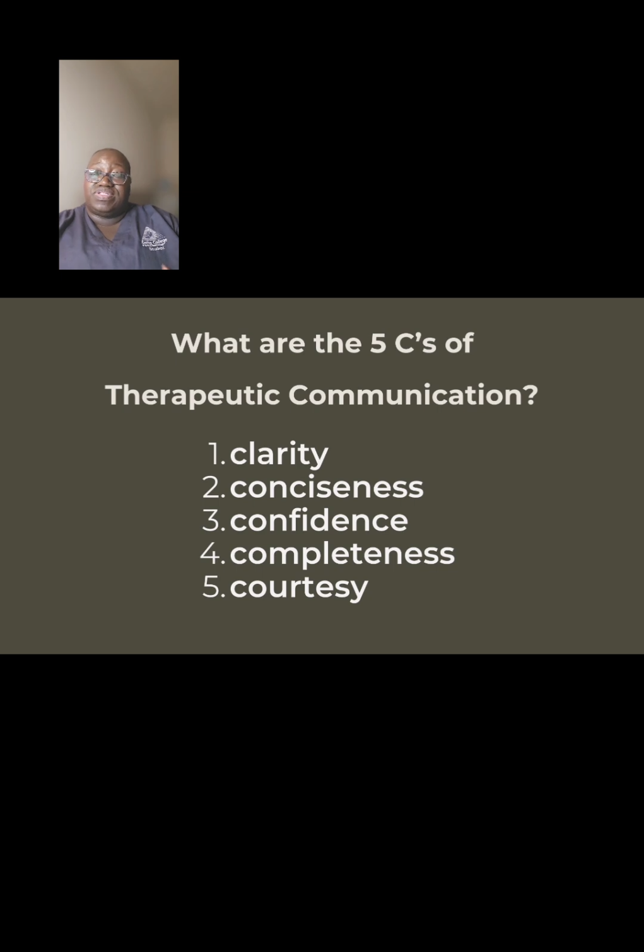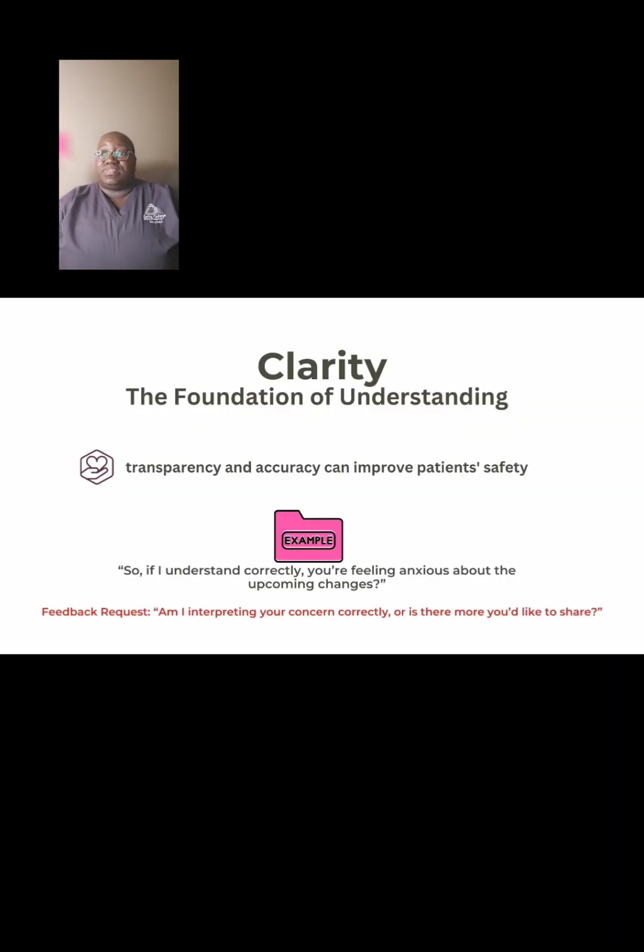So we're going to go over a few of the techniques. We are also going to talk about what are the 5 C's of therapeutic and effective communication. The first one is clarity. Number 2, conciseness. Number 3, confidence. Number 4, completeness. And courtesy. First up is clarity, which is the foundation of understanding. Transparency, accuracy can improve a patient's safety.